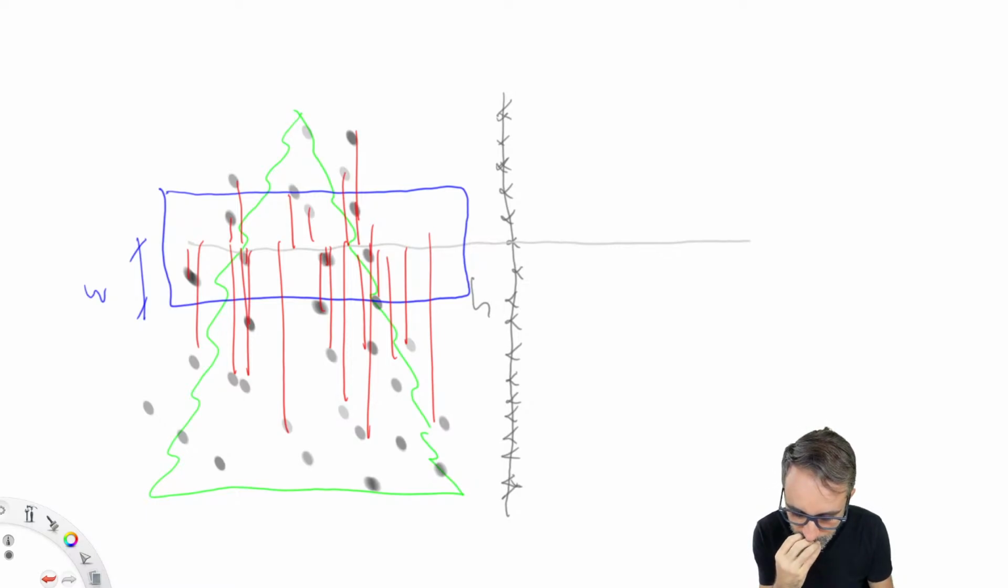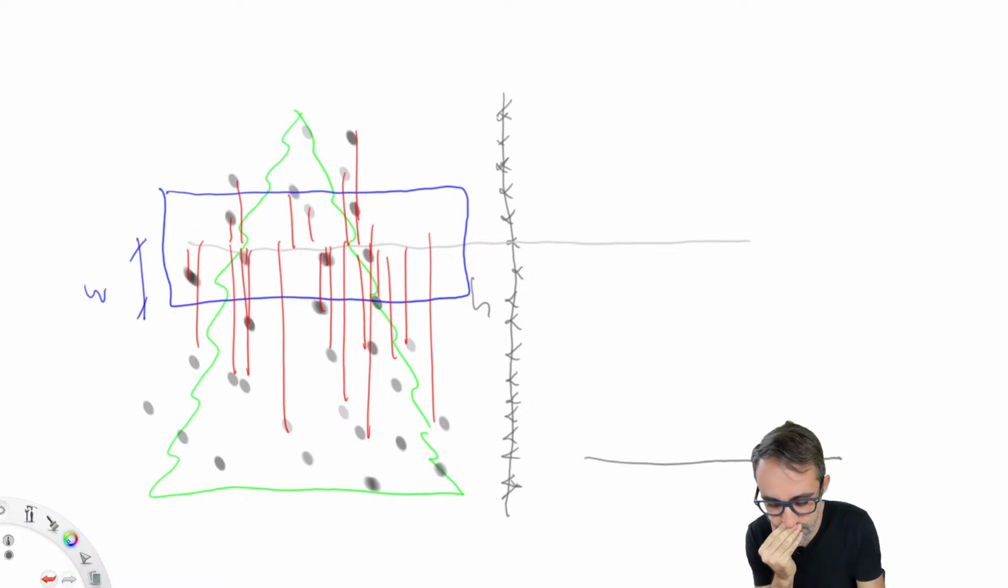Can I draw it here? And we imagine that we have the Christmas tree somewhere here. All right, and we imagine that this is the distance.